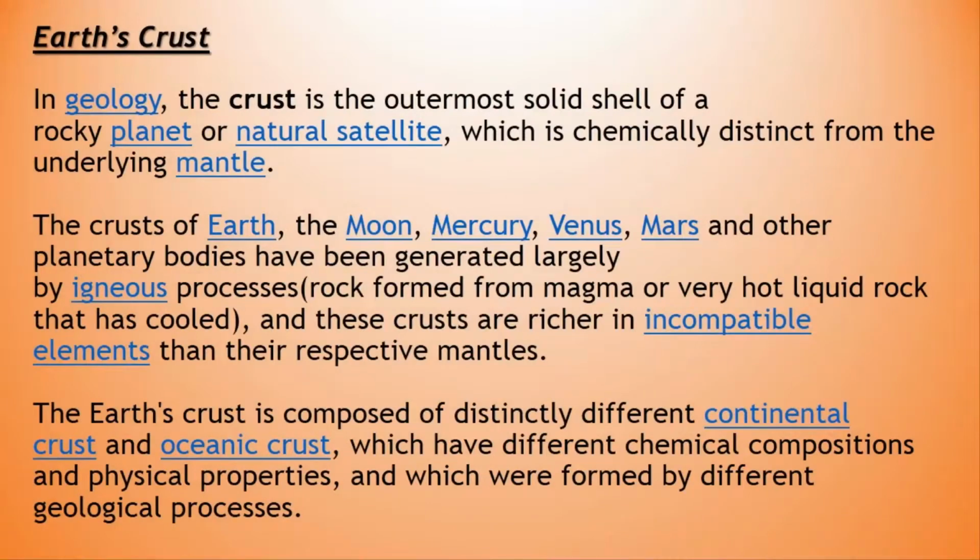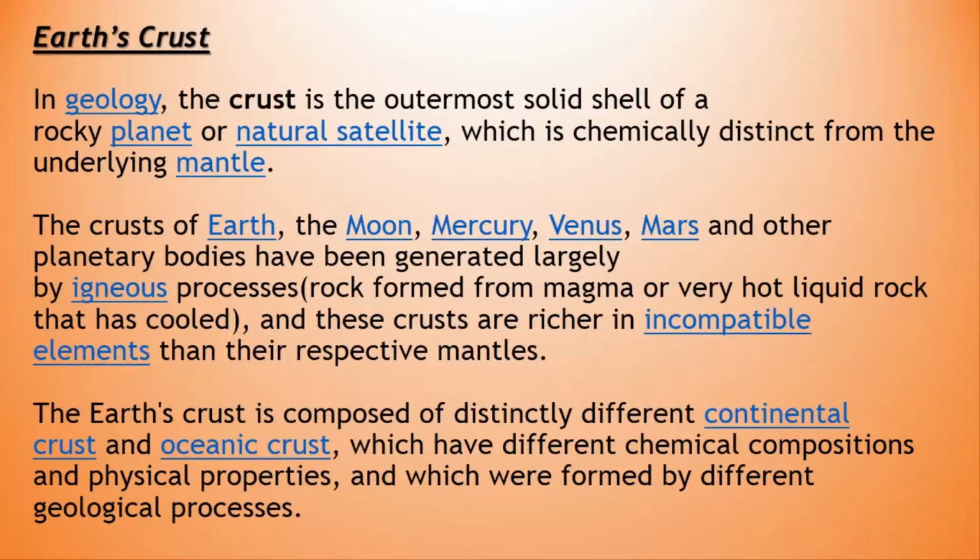Earth's crust, in geology, the crust is the outermost solid shell of a rocky planet or natural satellite, which is chemically distinct from the underlying mantle. The crust of Earth, the Moon, Mercury, Venus, Mars, and other planetary bodies have been generated largely by igneous processes, which means rock formed from magma or very hot liquid rock that has cooled. And these crusts are richer in incompatible elements than their respective mantles.